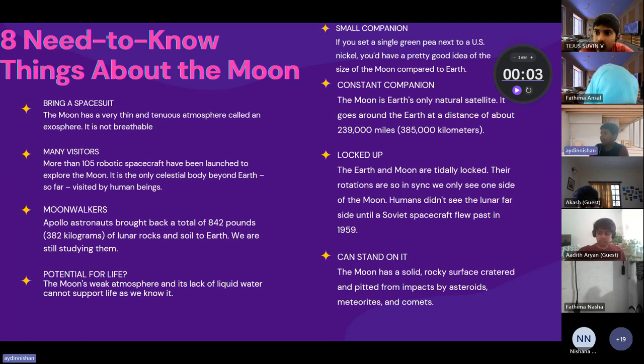A small companion. If you were to set a single green pea next to a US nickel, you'd have a pretty good idea of the size of the moon compared to Earth. Constant companion. The moon is Earth's only natural satellite. It goes around the Earth at a distance of about 239,000 miles, which is 385,000 kilometers.